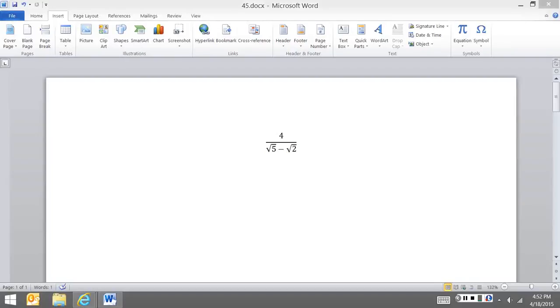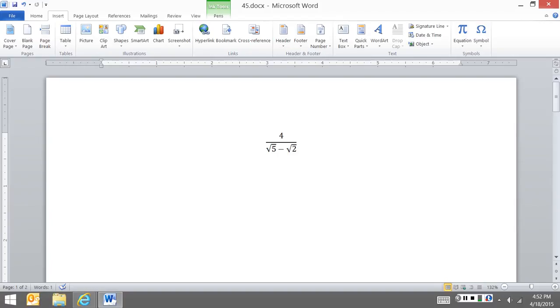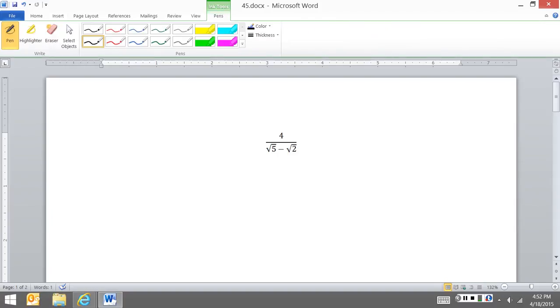Okay, we are asked to rationalize the denominator. And what rationalize the denominator means is that we want to get rid of all the radicals in the denominator. Now to do that, whenever you have two terms, you need to use what's called the conjugate. And the conjugate is the same term, you just change the middle sign. So we take this and we rewrite this as the square root of 5 plus 2.